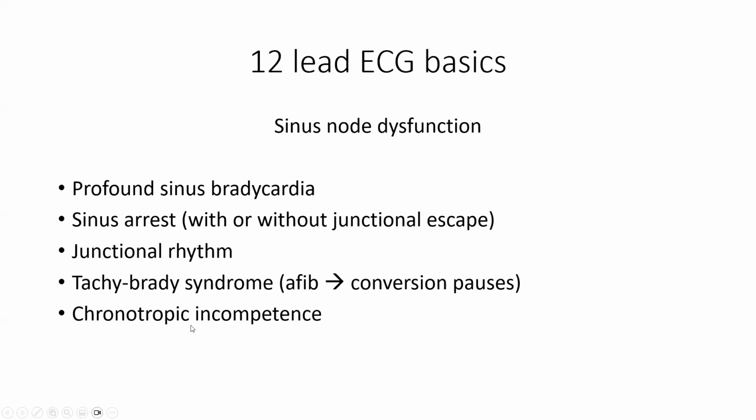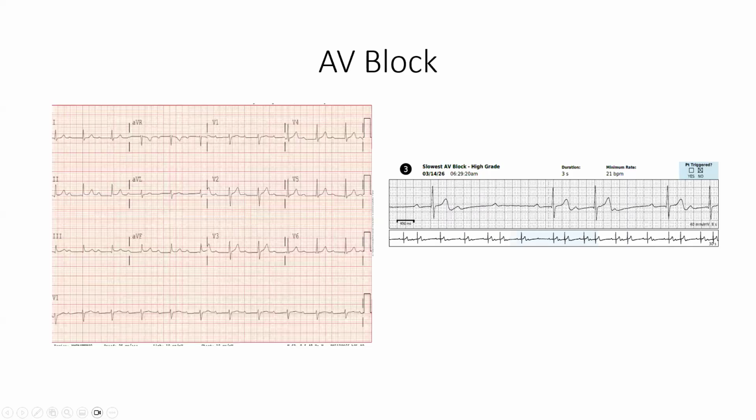Tachy-brady syndrome and chronotropic incompetence, I probably won't cover, especially the chronotropic incompetence, because it's not something you're necessarily going to be seeing or need to treat as first responders. This is basically when patients can't augment their heart rate with activity, so they might have a normal resting heart rate, but when they're exerting themselves, they're going to have a blunted heart rate response. And generally, it's not an emergency or an urgent situation.